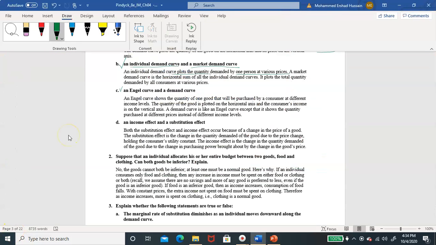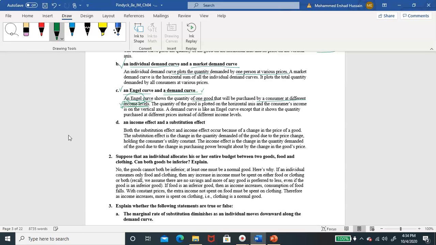Then let us discuss an Engel curve and a demand curve. What will be the difference between them? Let us take a look at this. An Engel curve shows the quantity of one good that will be purchased by a consumer at different income levels. So when the income of the person is increasing or decreasing, at each of those levels, how much of the commodity will the consumer buy.